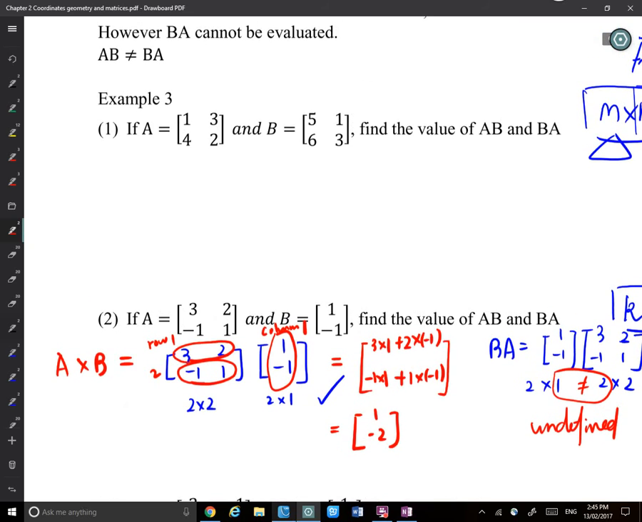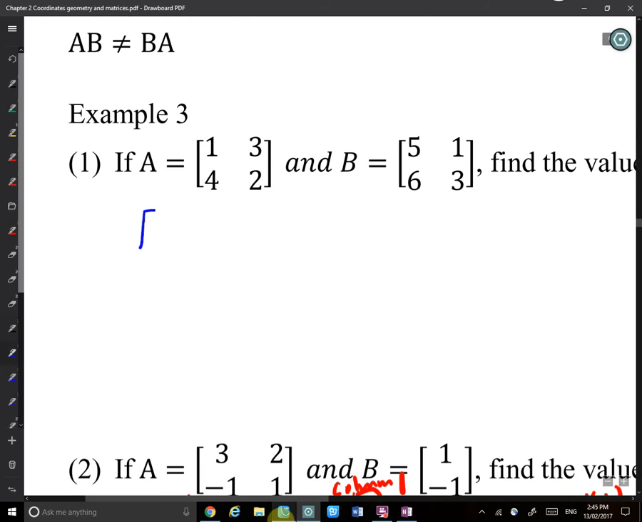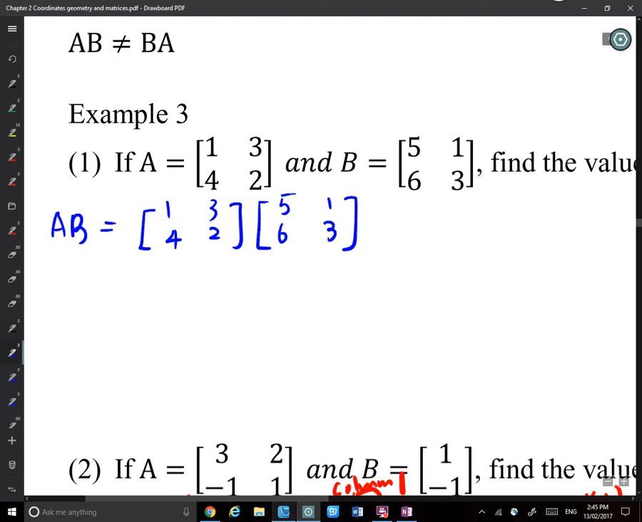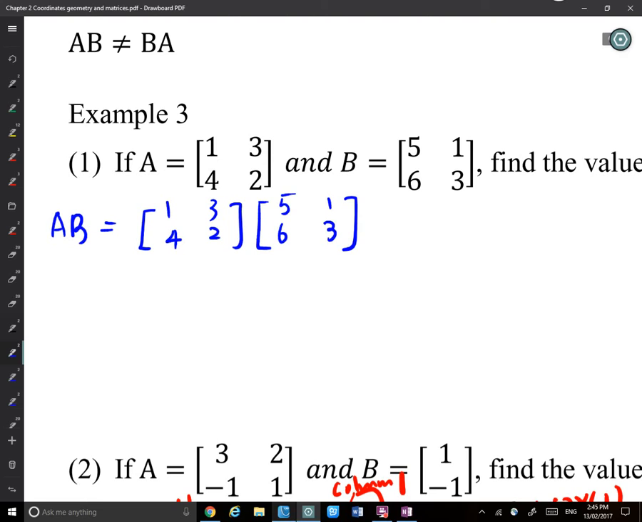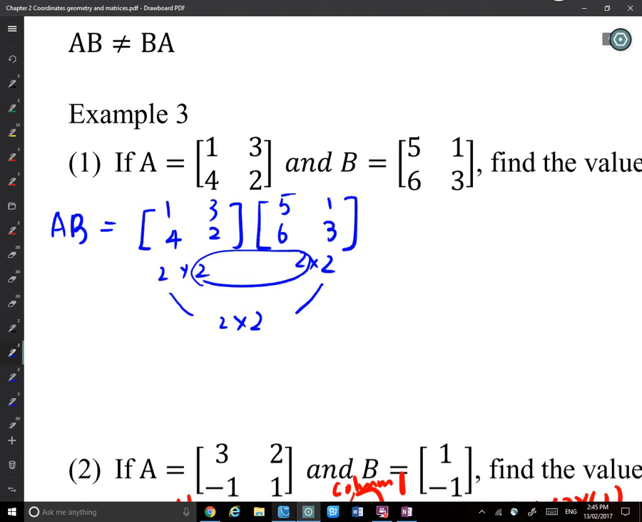Let me show you another example. I want to find the value of AB. So this is 2 times 2, and this is 2 times 2. Those two numbers are equal, so I can multiply them. The result must give me a 2 times 2 matrix.